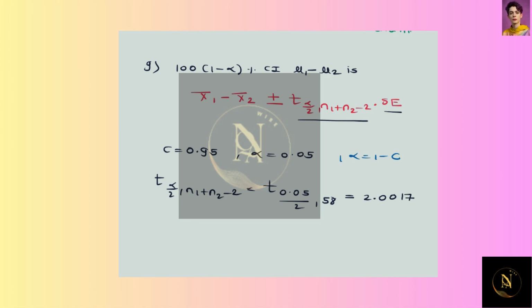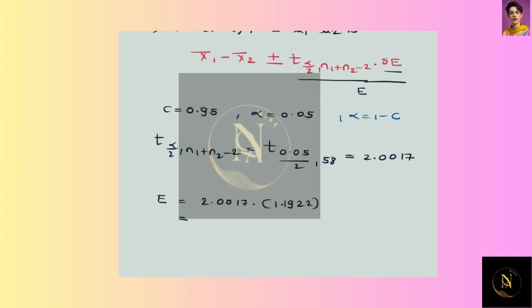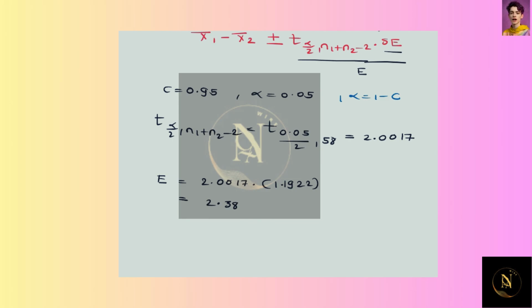So put the value here, and this whole term is known as the margin of error, which equals 2.0017 times the standard error. The value is already given, 1.1922, and after simplification we get 2.3834. This is the margin of error.